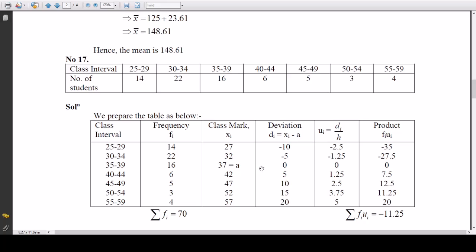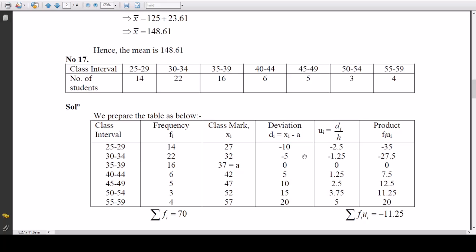Now we have got the deviation, and we need to find the value of ui, where ui is equal to di by h. This column is the value of di, and h is the width of the class interval. Width you will get by upper limit minus lower limit. 29 minus 25, how much? 4. 34 minus 30, you will get 4. That means in all these given class intervals, the width is the same, that is equal to 4.